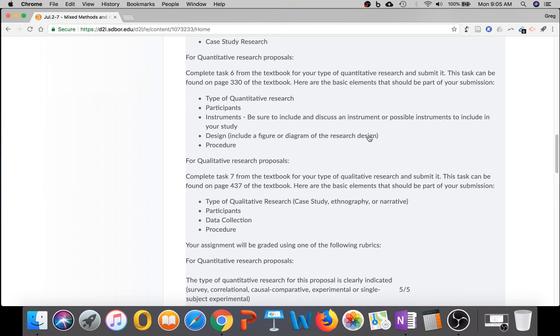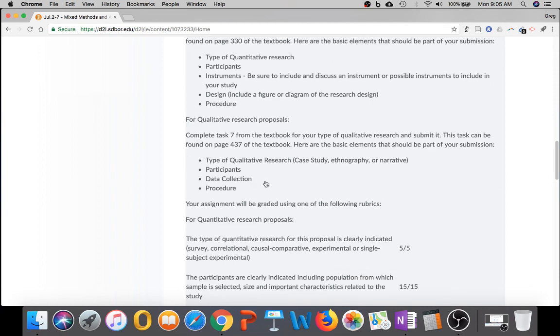So that's procedure. And then for qualitative research, you're going to indicate the type of qualitative research, the participants for your setting or for your qualitative research study, your data collection, like what will the interviews entail, how often will you do them, or if it's observations, how often will you be observing, or if it's document analysis and so forth. And then the procedure there, so what will be the steps that you will take for the research study.